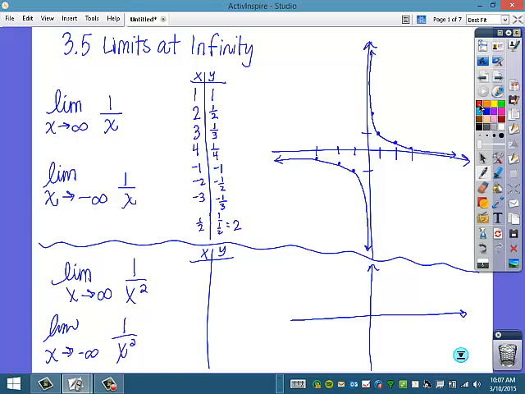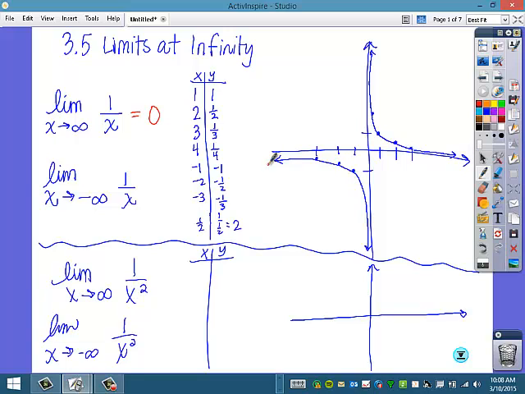So the limit as x approaches infinity, so as x goes this way, what is y approaching? Well, you notice my fractions are getting smaller and smaller and smaller. They're approaching 0. They're not actually ever going to hit 0. I have a horizontal asymptote there, but my y values are getting closer and closer to 0. So as x approaches infinity, y approaches 0. So my limit as x approaches infinity is 0.